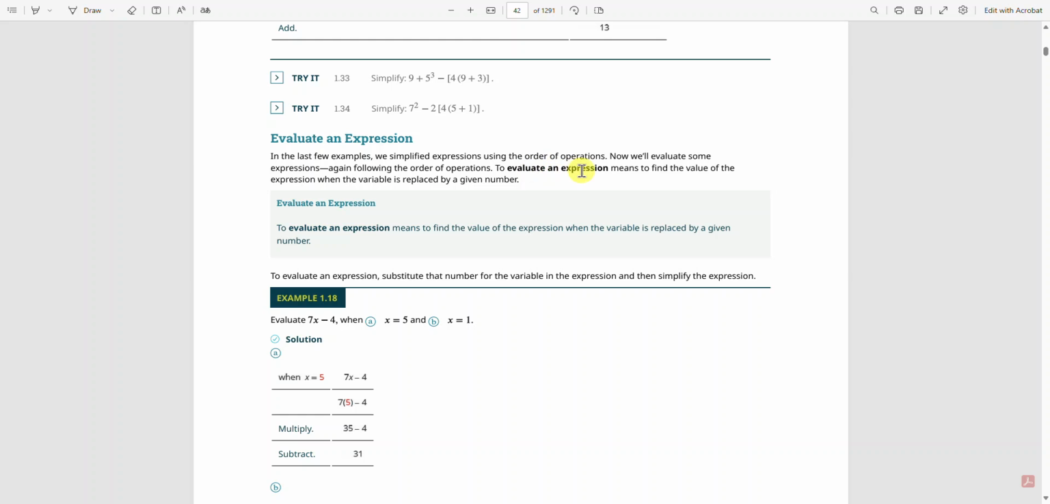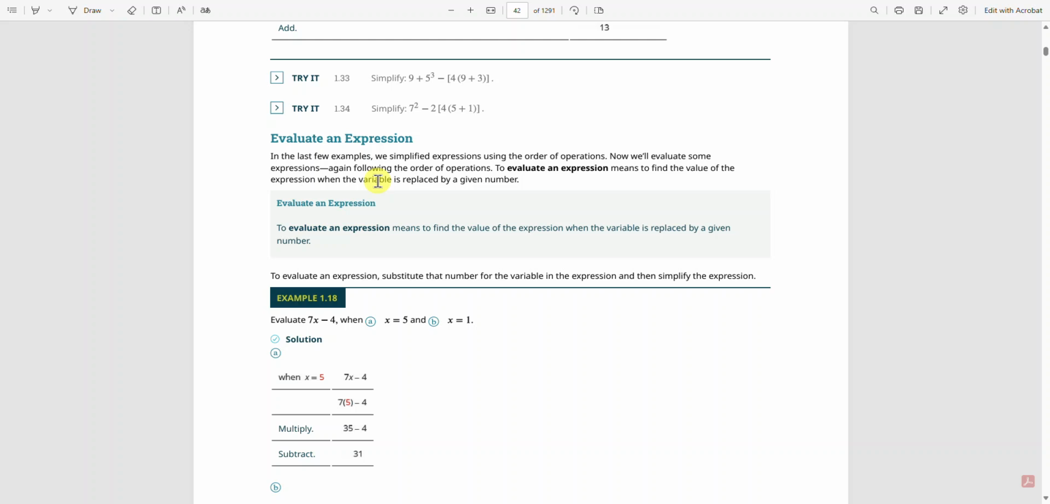To evaluate an expression means to find the value of the expression when the variable is replaced by a given number. So we're going to take a variable in an expression and actually replace it with a given number. So we're going to give a specific number value to a variable and then simplify the expression and find the value of that expression when that variable has that given value.